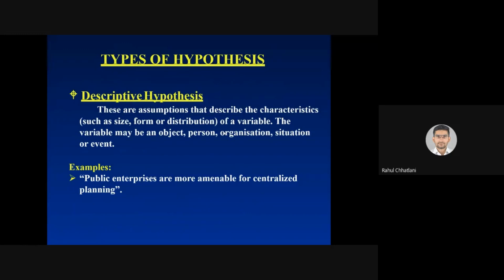purpose of hypothesis. Coming to types of hypothesis, first is descriptive. These are assumptions that describe the characteristics such as size, form of distribution of a variable. The variable may be an object, person, organization, situation, or event. Public enterprises are more able for centralized planning. So these are assumptions that describe the characteristic of a variable.